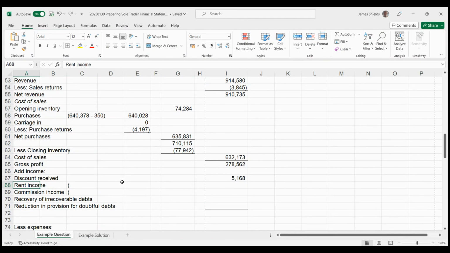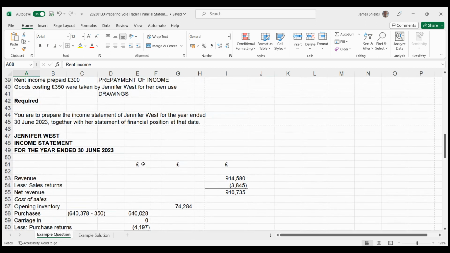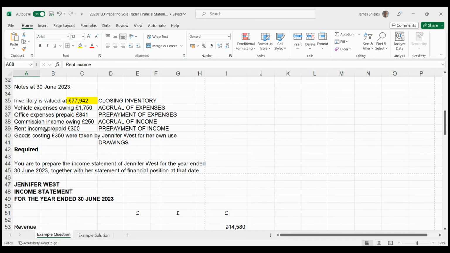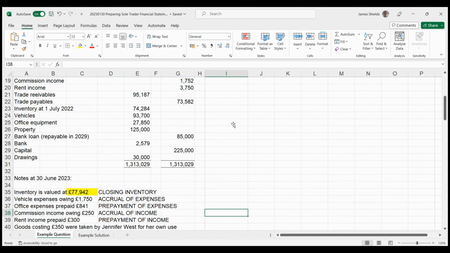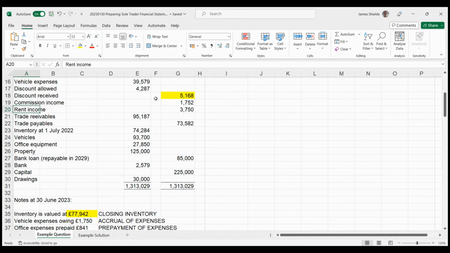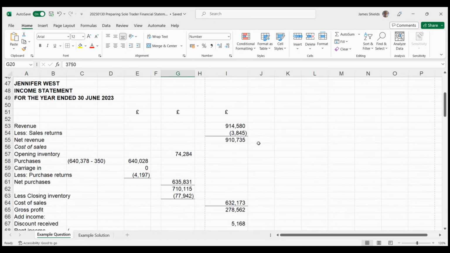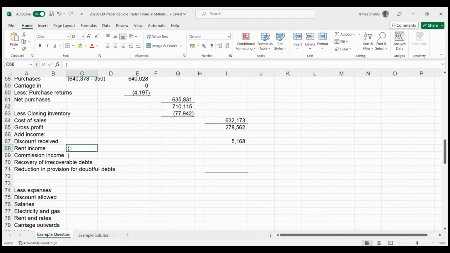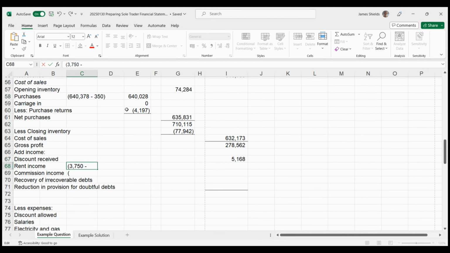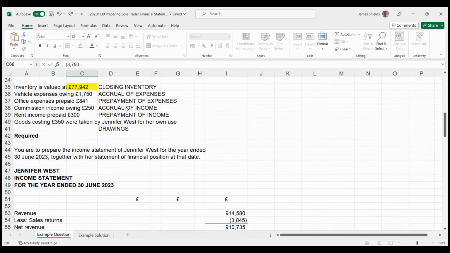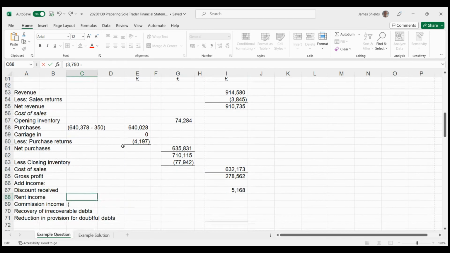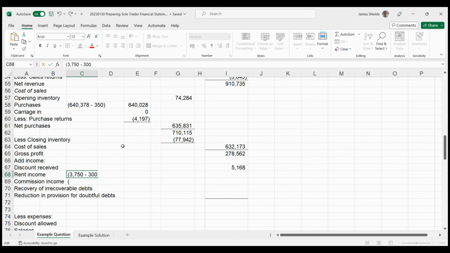Then I've got rent income. Now you remember on the rent income in the notes to the accounts, rent income was prepaid by £300. We're going to do a little calculation of brackets now. So the rent income is here. It's 3,750. So you can put 3,750 in brackets, and take away was prepaid, so it's paid in advance. So it relates to the following year, £300.